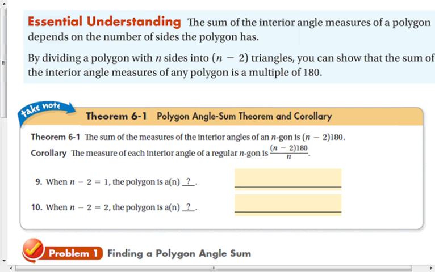All right, so here's Theorem 6.1. The formula for the sum of the measures of the interior angles of an n-gon is (n minus 2) times 180. And then the measure of each interior angle of a regular polygon, meaning that all angles are the same and all sides are the same, is to find the sum of the interior angles, which is the formula we just had, and then divide that by the number of sides. Go ahead and see if you can answer 9 and 10.